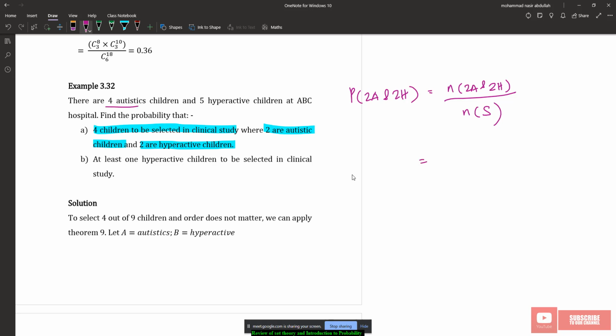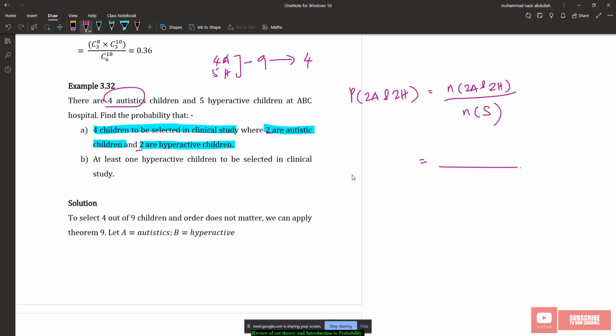So we have 4 autistic, 4A, and 5H. It sums up to 9. We want to choose how many? 2 and 2 means 4. We want to select 4 out of 9. And remember, these are all distinct objects, and taking 4 out of 9 means taking R out of N. So this is a combination rule.